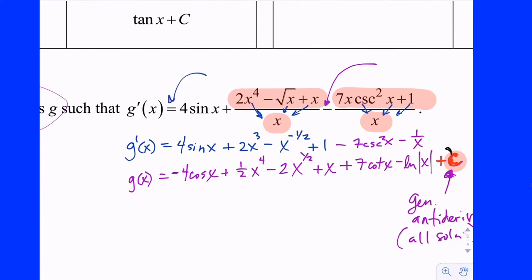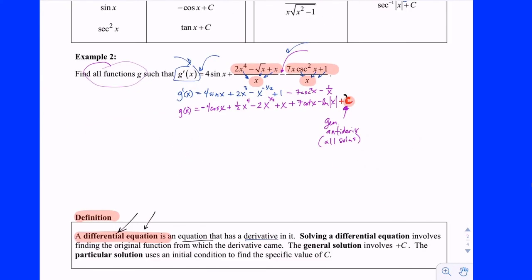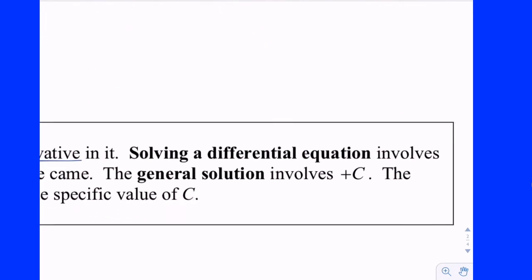I see an equal sign. There's two expressions, one on the left, one on the right. Is there a derivative in it? Yes, there is. That's a differential equation. Okay? They get more elaborate than that. But a differential equation is basically an equation that has a derivative in it.